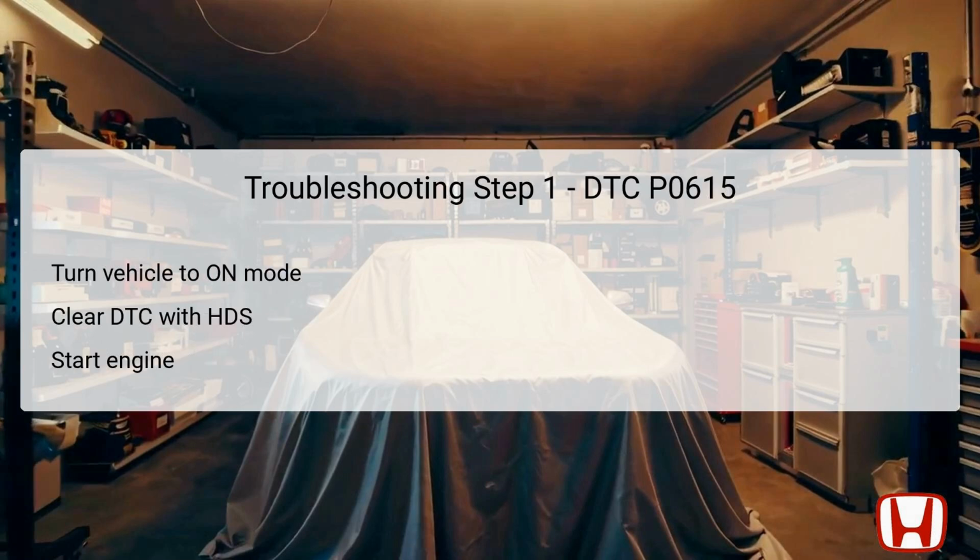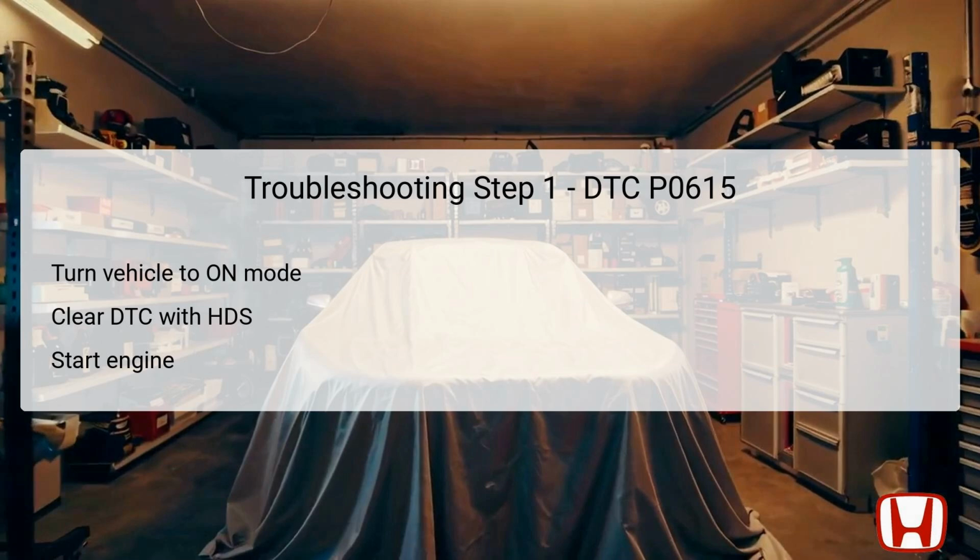The first step in troubleshooting DTC P0615 begins with turning the vehicle ignition to the on position. This mode allows the onboard systems to initialize. Next, using the Honda Diagnostic System, HDS, clear any existing diagnostic trouble codes. This action resets the system and allows for a fresh assessment of the vehicle's performance. After clearing the DTC, attempt to start the engine. Observing the response of the engine in this stage is crucial.